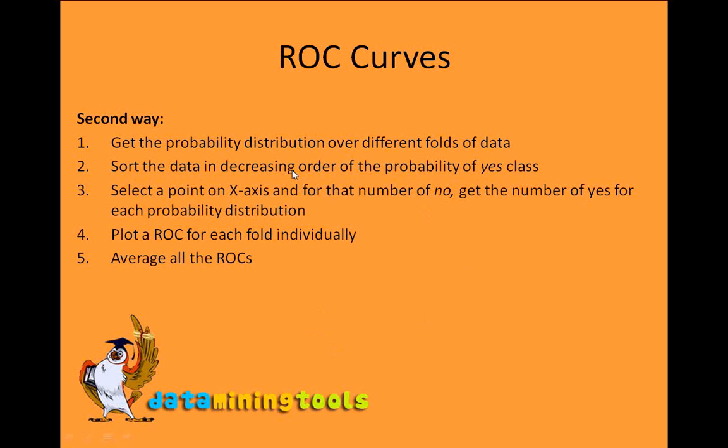And the second way is to get the probability distribution over different folds of data. Now sort the data in decreasing order of the probability of yes class like we did in the previous case. Now select a point on the x-axis, and for that number of no, get the number of yes for each probability distribution. Plot a ROC individually for each fold, and in the end average all the ROCs. So the only difference is where we are doing the averaging.